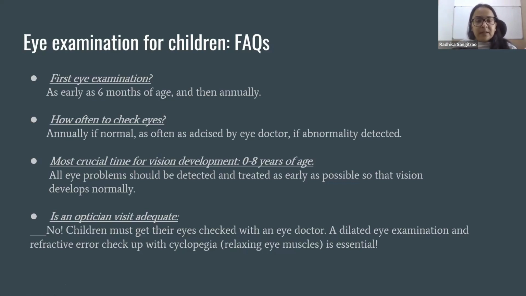If there is any major refractive error, lazy eye, or squint, and these problems are not detected and treated before 8 years of age, they can cause permanent reduction in vision in one or both eyes. And is an optician visit adequate? Not in children at all. Children must get their eyes checked with an eye doctor, and a dilated eye examination and refractive error checkup with drops that relax the eye muscles is absolutely essential.